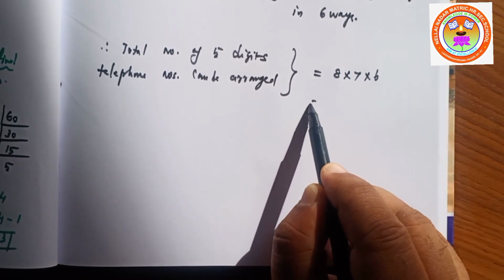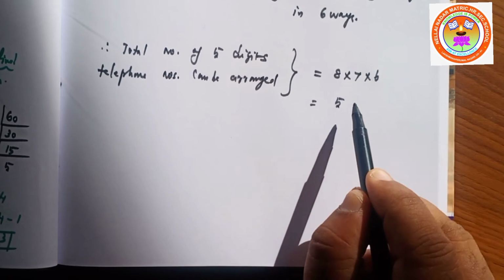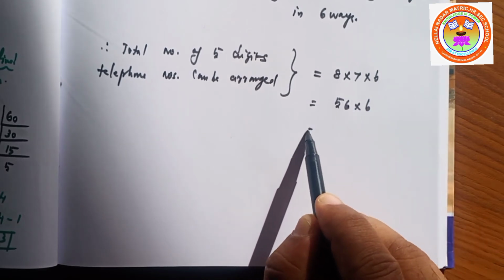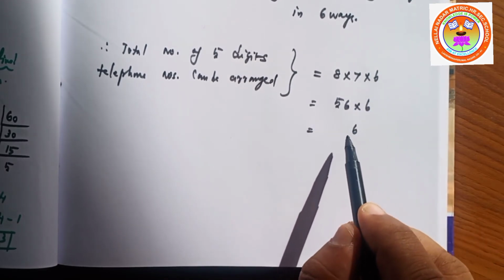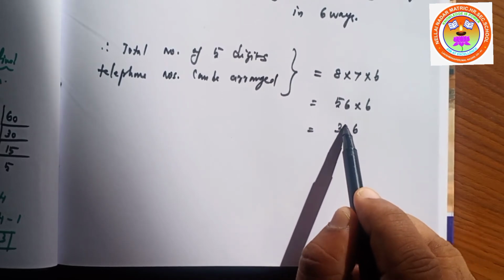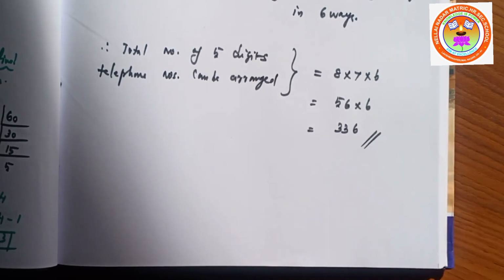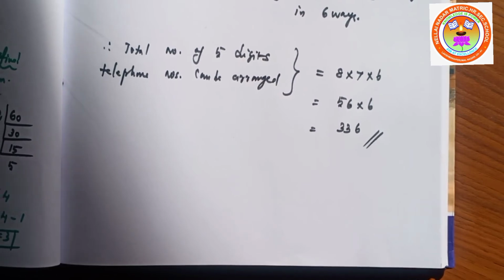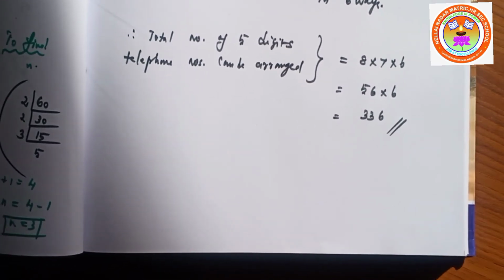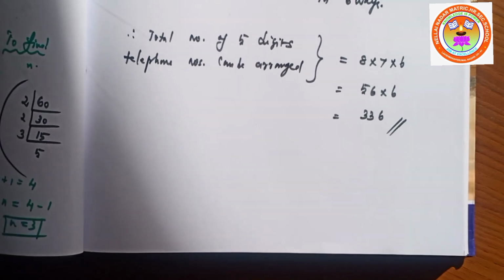That is equal to 8 sevens are 56 into 6, that is equal to 6 6s are 36, balance 3, 5 6s are 30 plus 3, 33. So 336 ways we can arrange the 5-digit telephone numbers that start with 67. Condition, no digit is repeated. Okay. Then problem number 4 is completed. Now I'll be teaching problem number 5, the last problem in this exercise.